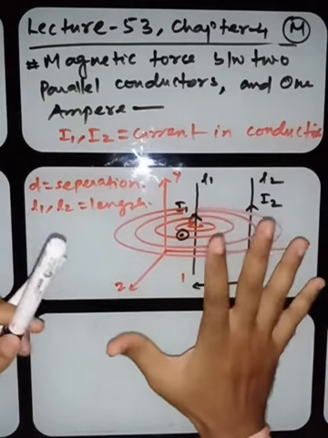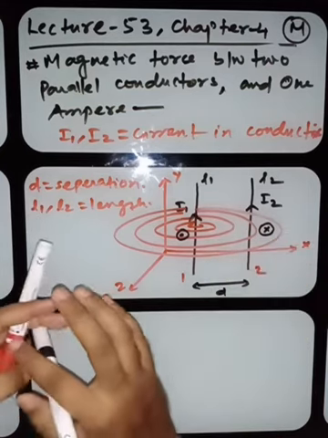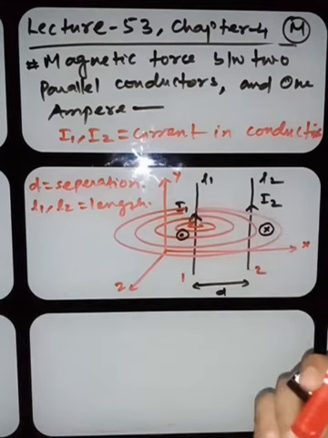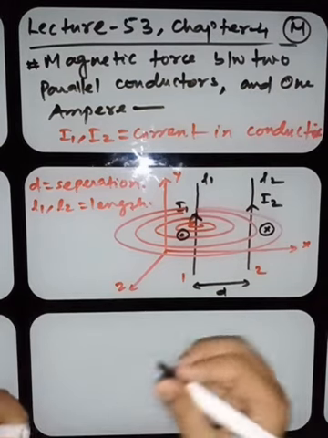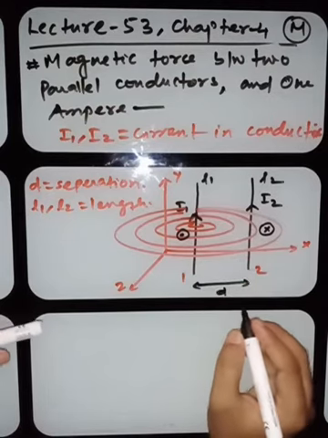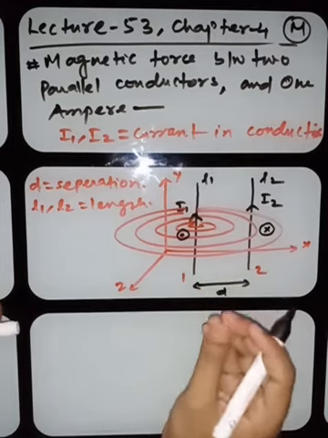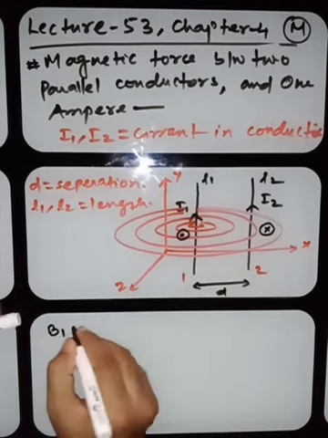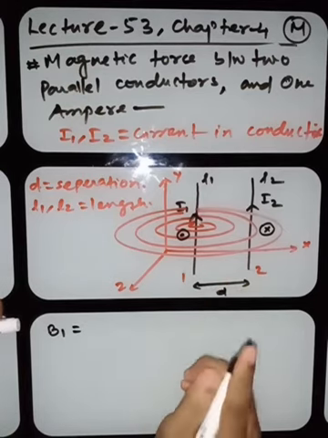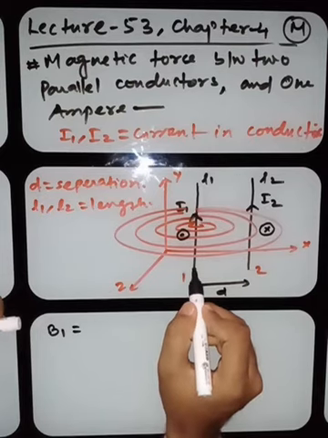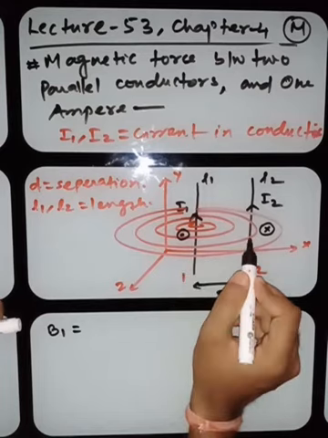Now, first, let me find the force that will be considered here. Before starting the force, we have to find the magnetic field also. Now suppose B1 is the magnetic field of conductor 1. B1 is the magnetic field of conductor 1 at 2. Remember, B1 is the magnetic field of conductor 1 at 2.